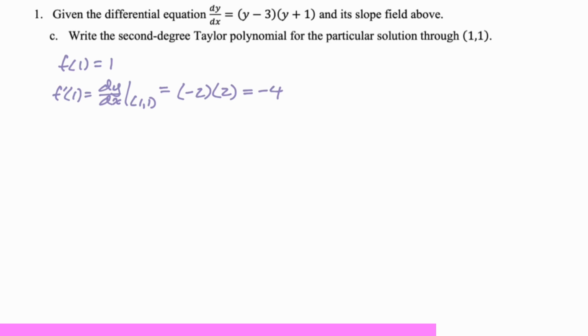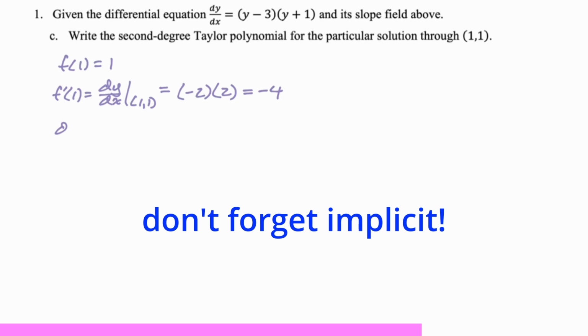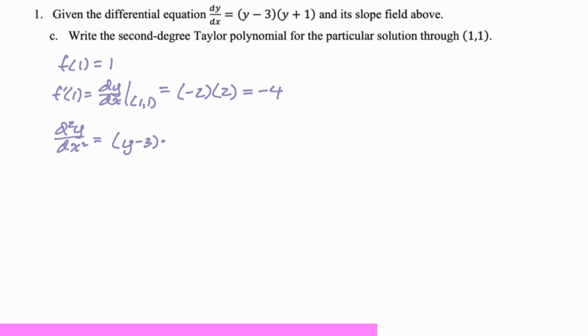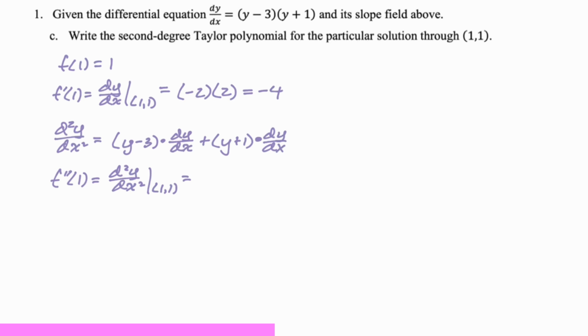Now we need to find the second derivative by using implicit. So the second derivative, it's product rule, so we're going to have first, which is y minus 3. Derivative of the second, I'm just going to say is dy dx, because it is. Plus second, which is y plus 1. Derivative of the first is also dy dx. And now a super annoying thing is going to happen. We need to find the second derivative at 1, meaning y is equal to 1. So we're evaluating this at 1, 1. So when you plug in, you get -2 times -4, because that's dy dx, plus 2 times -4. So you get 8 minus 8, you get 0.